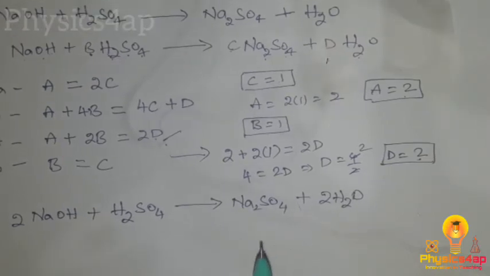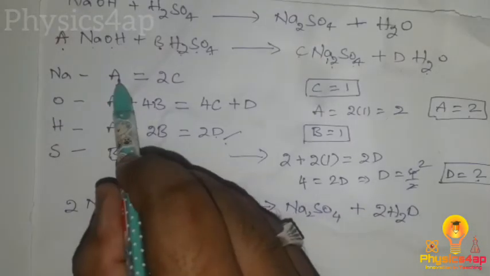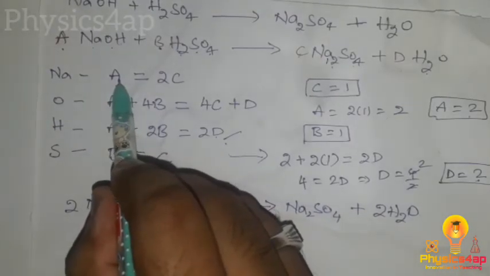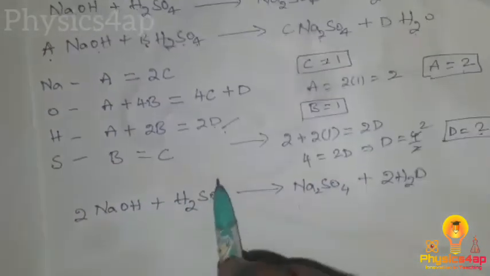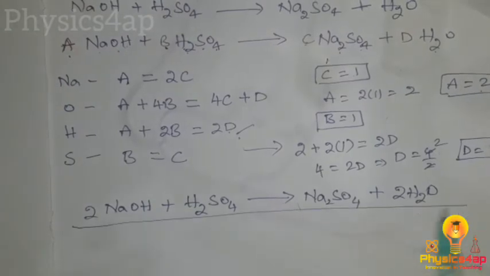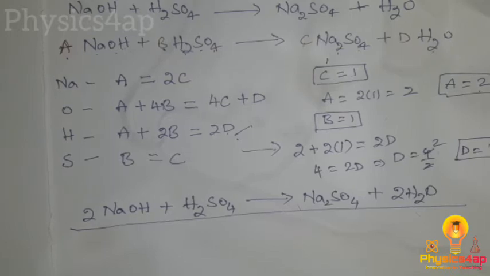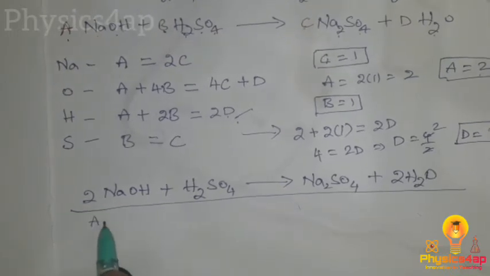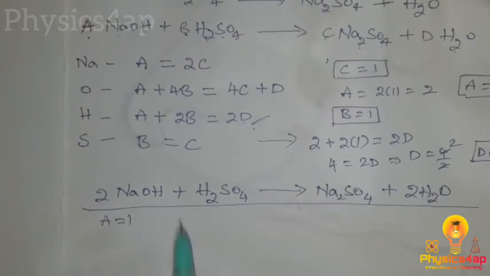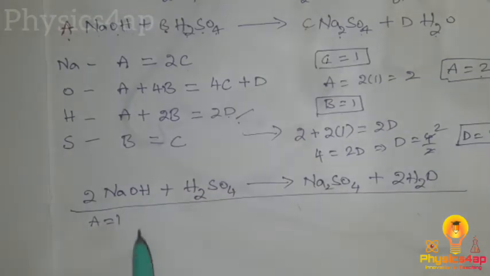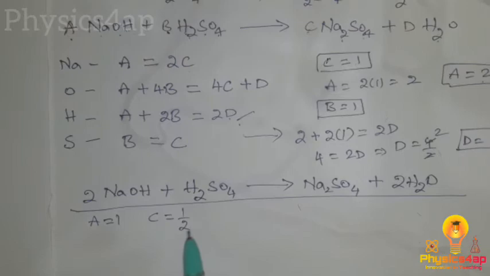And suppose I take A equals 1, then what happens here? We have another method also. Suppose by mistake you have taken A equals 1. So let us see that. If A equals 1, then what do you get for the C value here? C equals 1 by 2.